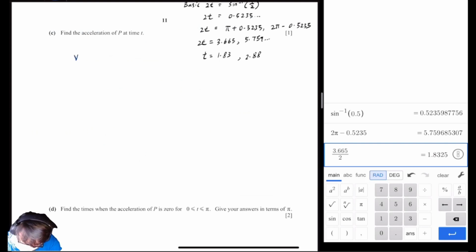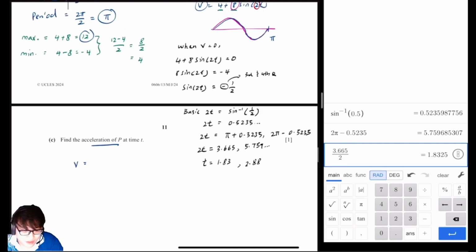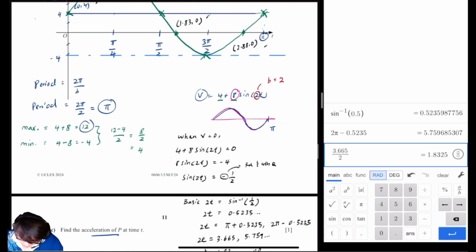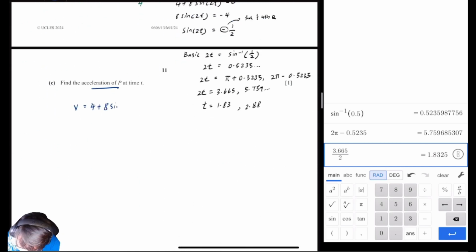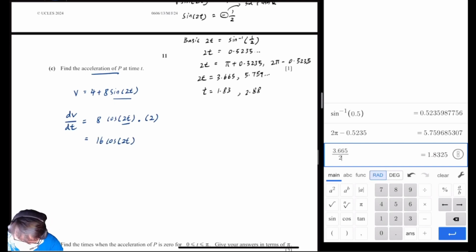In order to find acceleration, class, you need to use the equation for v first. So v is equal to 4 plus 8 sine 2t. So in order to find a, you need to find the derivative of v with respect to time. So dv over dt, the 4 will just become 0, and 8 sine 2t will become cos 2t. And with the help of chain rule, you're going to need to multiply the 2 again. So 8 times 2, that will be 16 cos 2t. So that is it, 16 cos 2t. Find the acceleration of p at time t. So you don't need to do anything, it's just time t.